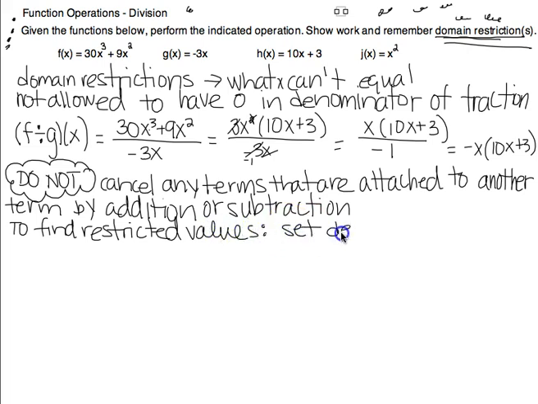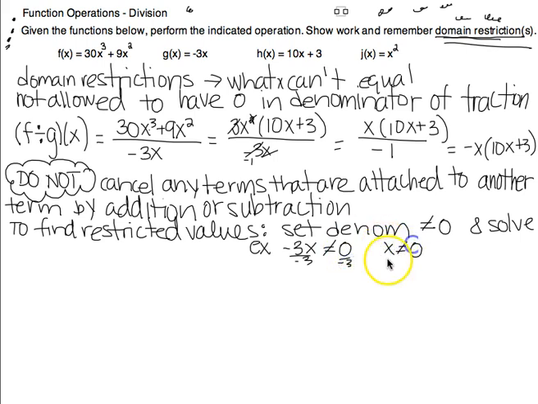set the denominator not equal to 0 and solve. So instead of setting equal, we set not equal. So our example here would be, my denominator is negative 3x. I set that not equal to 0 and I solve. If I want to get x alone, I divide by negative 3. 0 divided by negative 3 is 0. So I get x not equal to 0 in this case. So that is my restriction. That's the only value I get when I solve. So it's the only restriction.